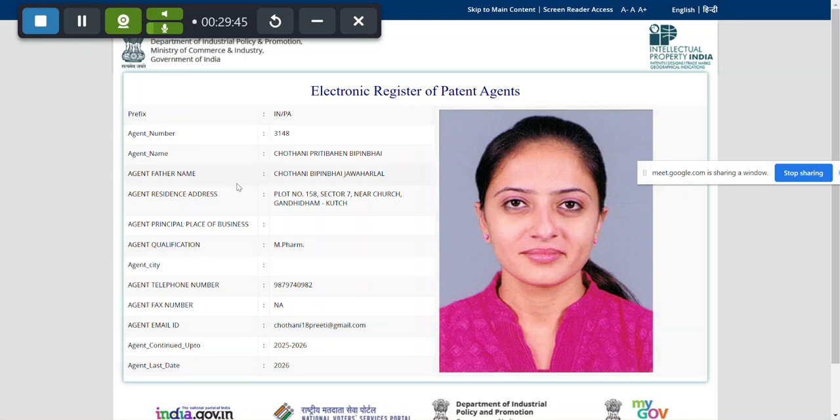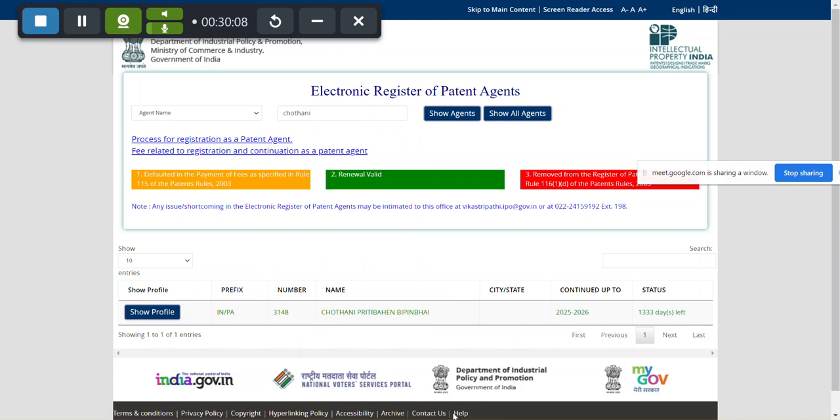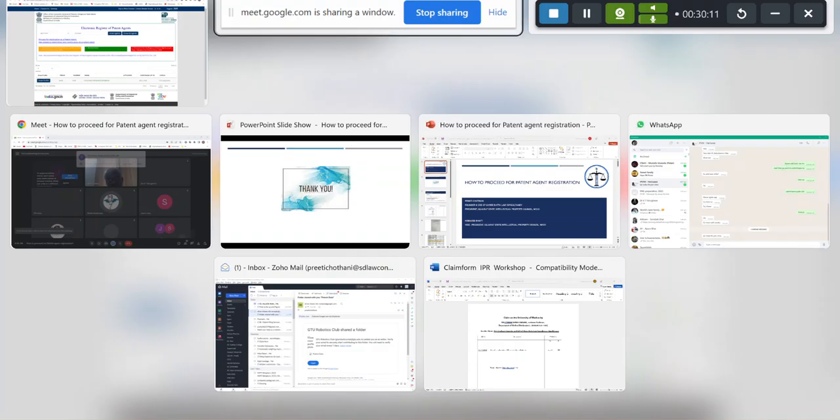So in this way, any person can find out, if you are telling them you are a patent agent, whether you are exactly that person or not. You can find that out from this register, and after getting your certificate, after a few days your name will also be reflected over here. So I think this is all about it. Now I think we will move to the question answer session.